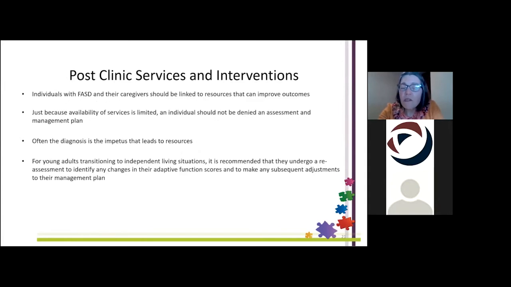Just because a service is limited or not available doesn't mean that an individual should be denied an assessment and management plan. Often we see in rural or remote communities that the diagnosis can be the instigator or lead to developing resources that clients need. For young adults transitioning to independent living situations, they should undergo a reassessment to identify any changes in their adaptive scores and make any subsequent adjustments to their management plan.